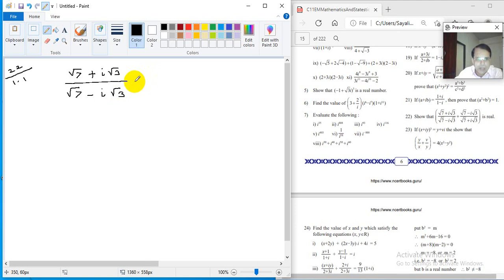plus root 7 minus I root 3 divided by root 7 plus I root 3. This you have to show is real. Real in the sense it is a real number, not a complex number. So the imaginary part will be 0 whenever I calculate this.